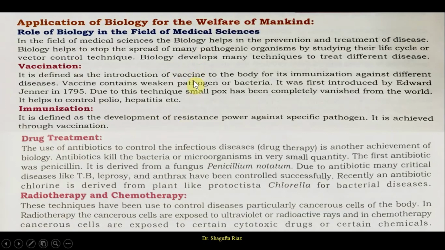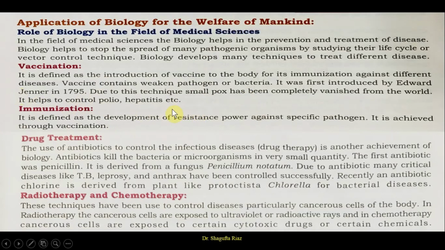They can also help to stop the spread of many pathogenic organisms by studying their life cycles and by making their vaccines. So what is vaccination? It can be defined as the introduction of vaccine into the body for immunization of your body against different diseases. The vaccine contains weakened pathogen or bacteria, and it was first introduced by Edward Jenner in 1795.